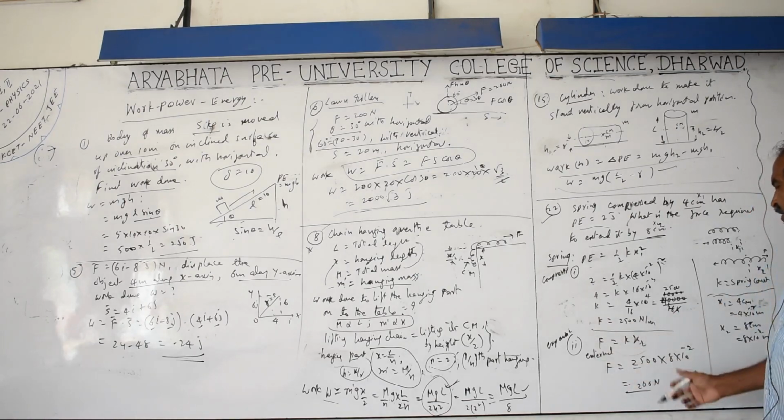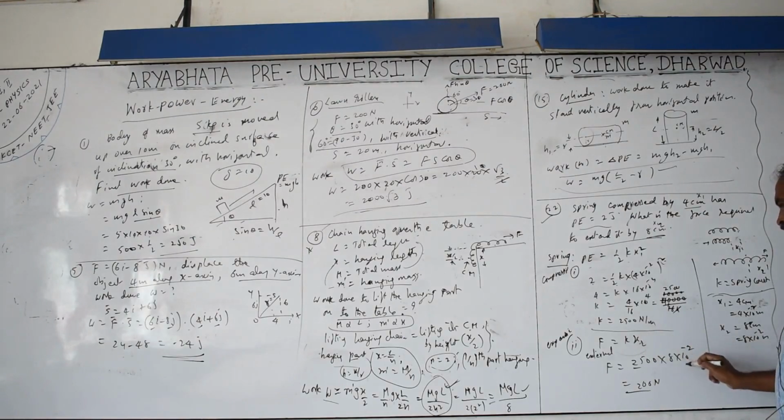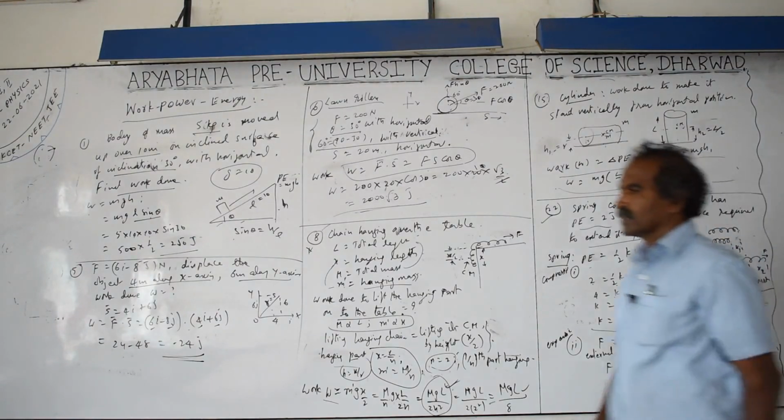And in the second part, they asked to find the force required to expand it by x2 length. x2 is 8 centimeters, 8 into 10 to the power of minus 2 meters. The external force is plus, so we can take k into x2. k is 2500 into x2, 8 into 10 to the power of minus 2, which is 200 newtons.